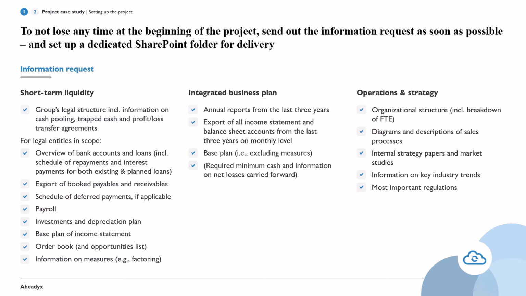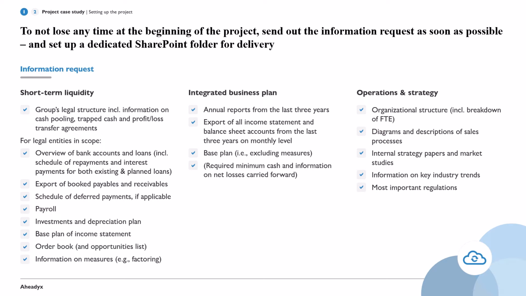And finally, for operations and strategy, we need an organizational structure, including a breakdown of the FTE. We will want to ask for diagrams and descriptions of the sales processes, as we want to have a deeper look into benchmarking store sales intensity. And then internal strategy papers and market studies, as well as information on key industry trends.